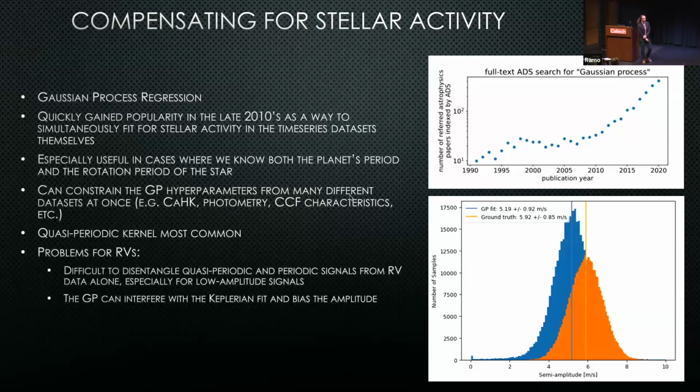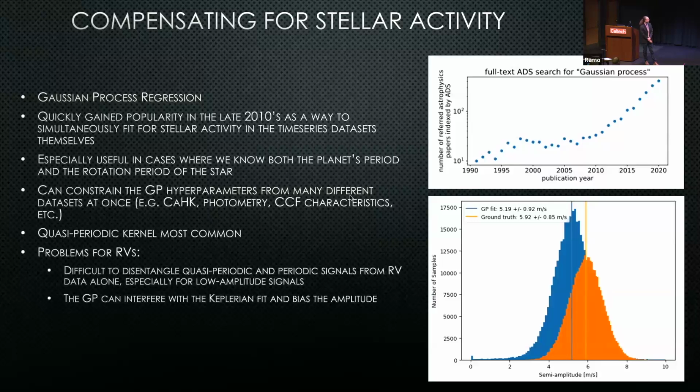These are especially useful for rotational modulation. It can be useful for other signals as well. But it's important that we know both the planet's orbital period and the rotation period of the star, if that's what you're trying to correct for, or the magnetic activity cycle. And they're also useful because we can constrain them using a lot of different sources of data all at the same time. So you can simultaneously fit the radial velocities, the calcium H and K index, the photometry, CCF characteristics, et cetera. All things that shouldn't be affected by planets, or things that only trace activity, along with the radial velocities.